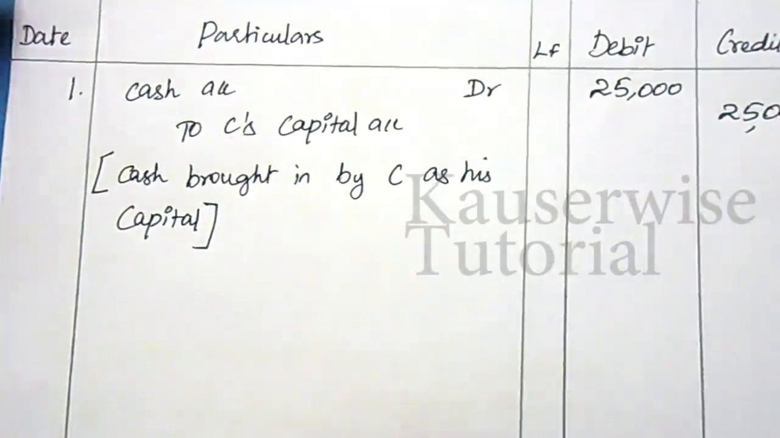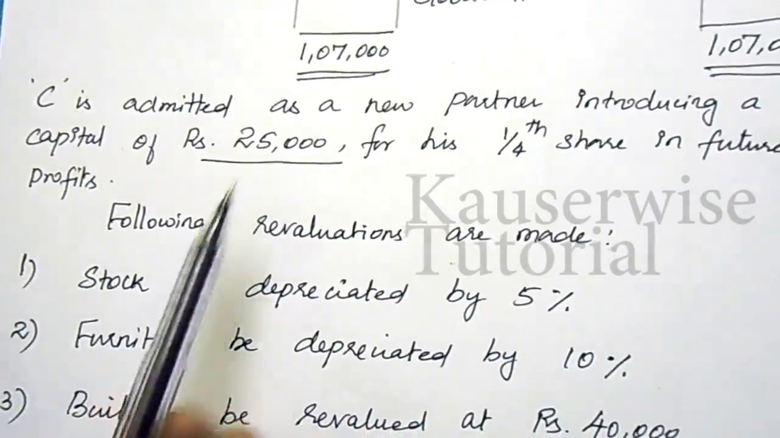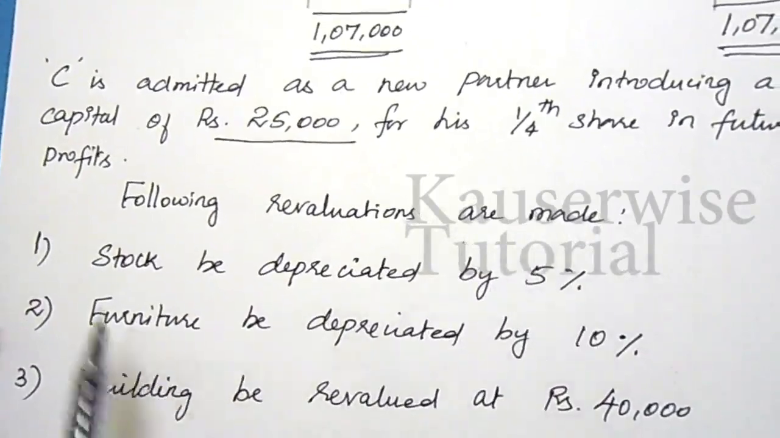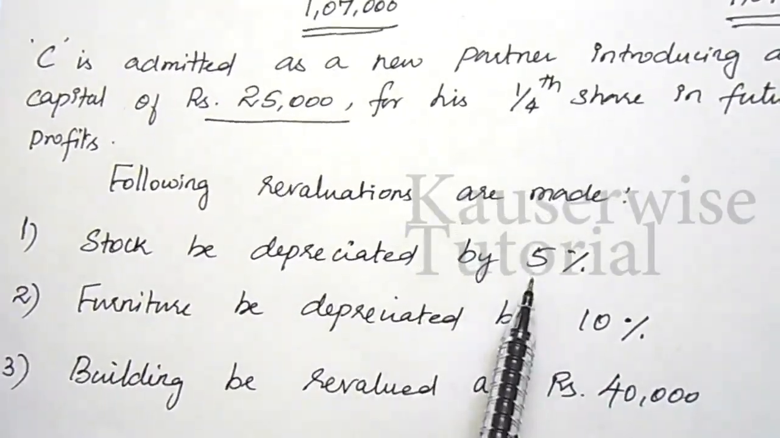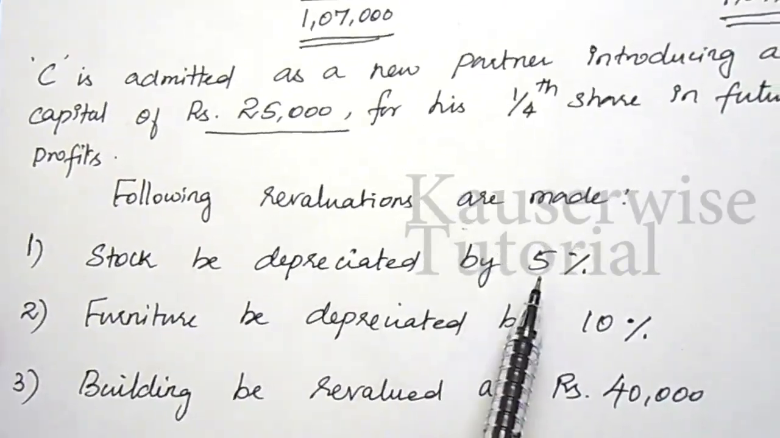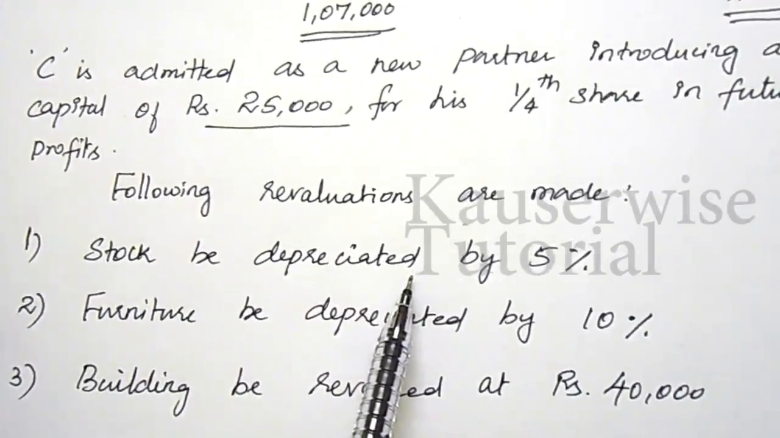Look at the next adjustment. We have made the journal entry for C's capital. Now see the other adjustments. Following revaluations are made. The first one: stock to be depreciated by 5%. Stock is an asset. So when the asset decreases, what is the entry? Revaluation account debit to stock account.